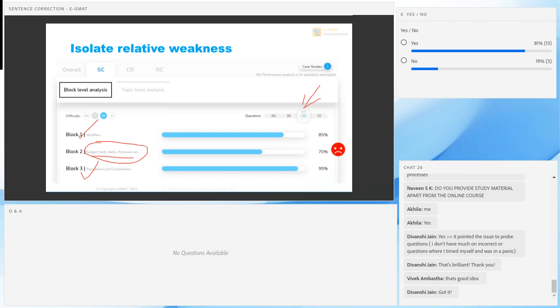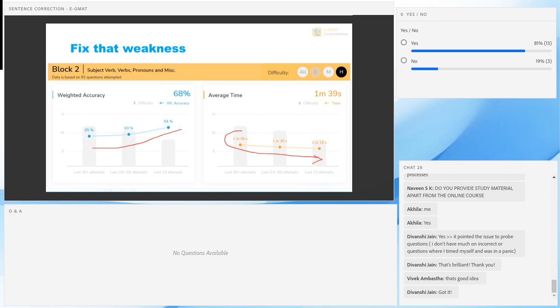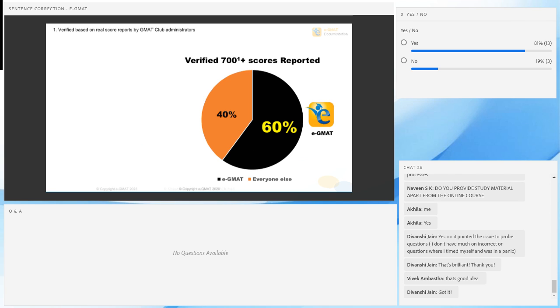Last 20 questions, what was your accuracy in medium level questions in these 3 blocks? This chart tells me that this student has some conceptual issues with block 2. And block 2 is what? Subject, verbs, and pronouns. If the student doesn't fix this for medium questions, they're definitely going to falter when they get to hard questions. So these are the insights that you can get from your platform. Use those insights. And as I said, as you fix the weaknesses, your accuracy will go up and your timing will come down. Timing is a consequence.